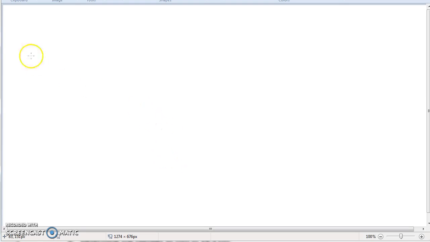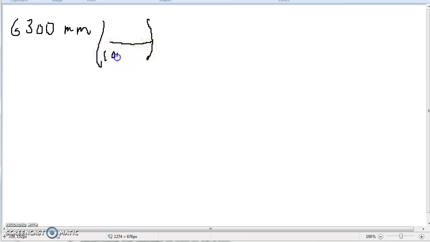Number 2 says 6,300 millimeters. We want to convert that to meters, so I use the definition that's given. The definition is 1,000 millimeters is 1 meter. That's the given definition.